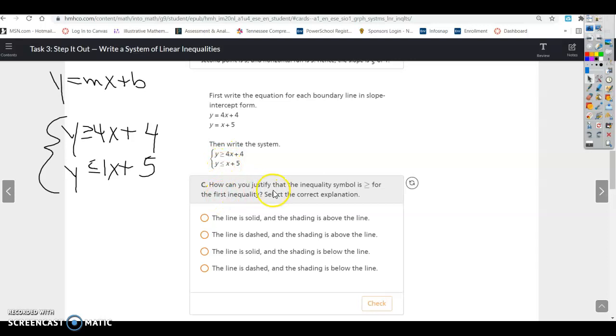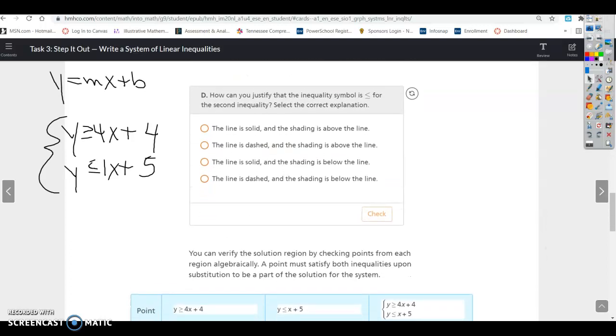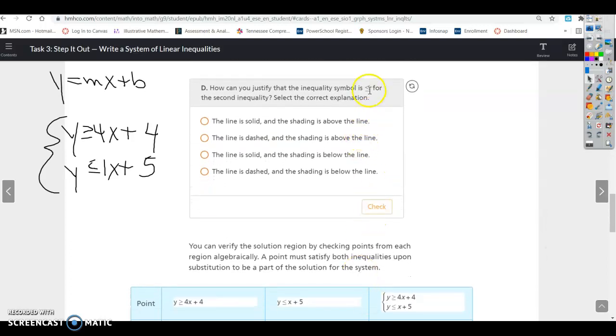How can you justify that the inequality symbol is greater than or equal to for the first inequality? We know that because it was a solid line and it was shaded above the line. How can you justify that the inequality symbol is less than or equal to for the second inequality? It was solid and below. So either one where it says dash, we know for sure it can't be that one. So we're just checking the first and the third one.